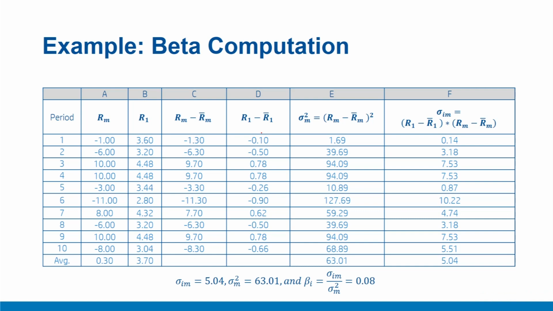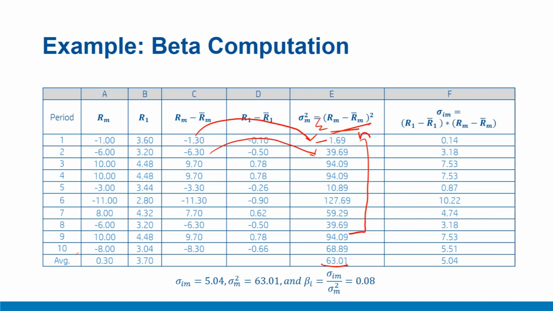Then we'll also compute the variance of market, which uses deviation squares. For example, the square of this term, and then the summation of all these squared deviations will be averaged out by dividing by the total number of observations, which is 10 here. So we get this 63.01, which is the summation of this upon n.